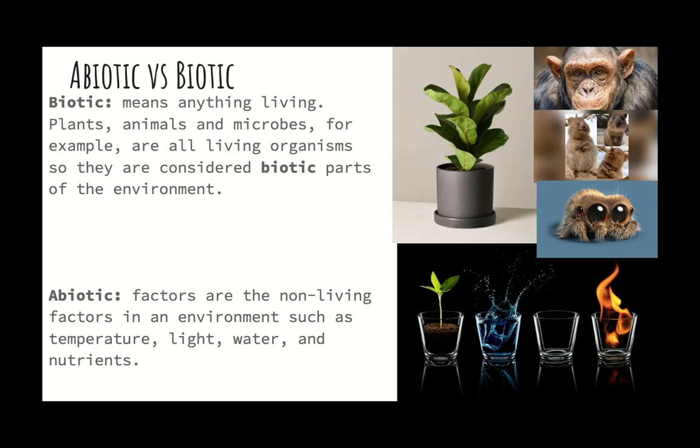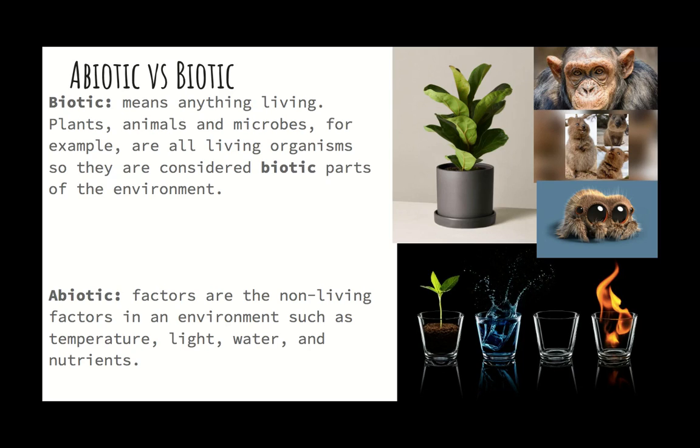Biotic means anything living. Plants, animals, microbes, for example, are all living organisms. So they are considered biotic parts of the environment. So again, biotic means living, to live. Plants, animals. If you look at these pictures over here, I have some examples of different living things you can find in the environment.